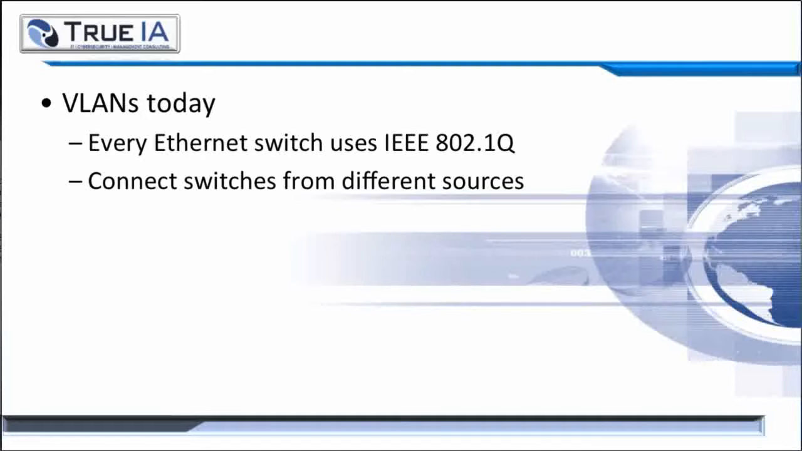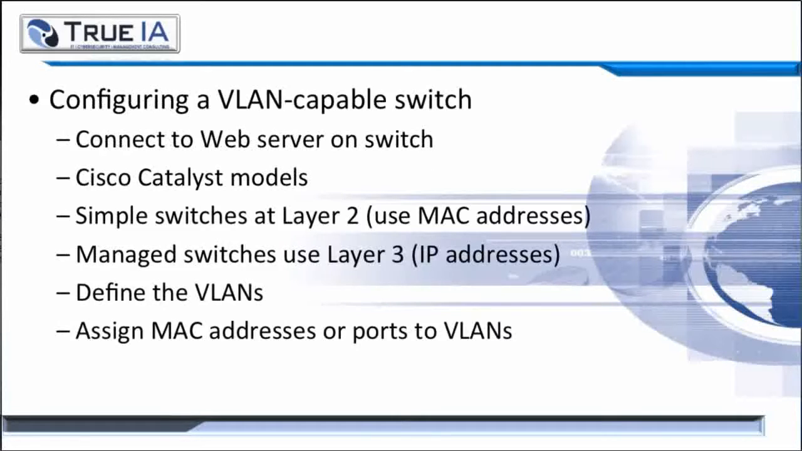So again, on modern networks, the implementation of VLANs, you're going to see the IEEE standard 802.1q. This is what's used to connect switches from multiple sources. To configure a VLAN, you'll need to connect to the web server on the switch. This is the most common connection type with Cisco Catalyst models. So you'll remember I told you that switches operate at layer 2. They use MAC addresses. However, managed switches use layer 3. They're using IP addresses. This is how you're going to define your VLANs. They assign MAC addresses or ports to a particular VLAN.